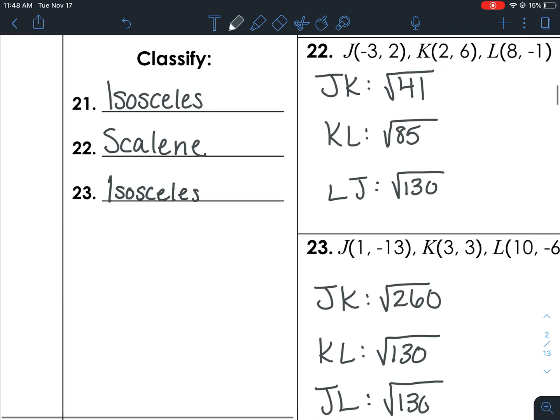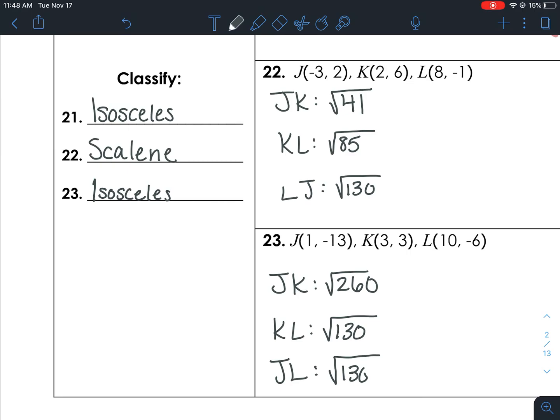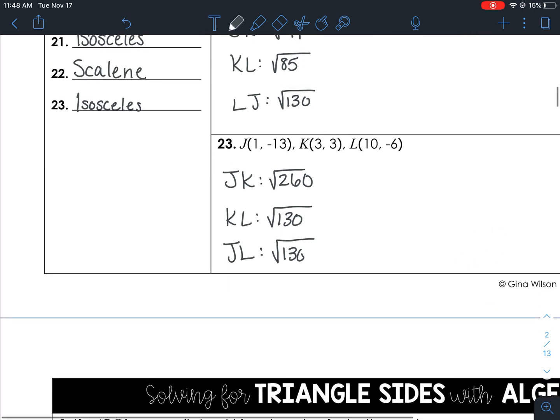Again, take your time, work through these. Distance formula is not going away. Make sure you get these answers.